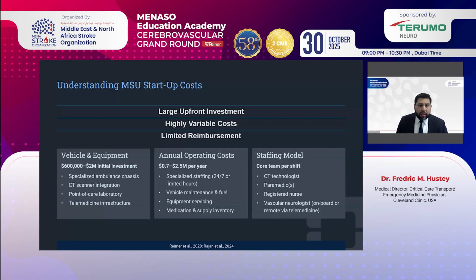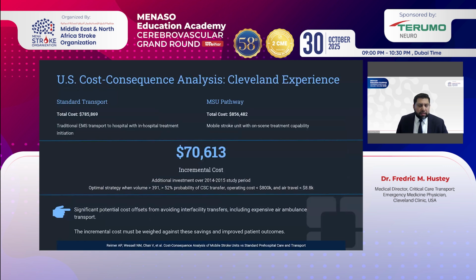From a staffing model, once again, that provides some highly variable costs. Here we have CT techs, paramedics, registered nurses, and a vascular neurologist. And then, as Dr. Hussein mentioned earlier, it's limited reimbursement. There are very few programs that are receiving complete reimbursement, and so that can significantly impact some of the operational costs within MSU. So I'm going to get into some cost consequence analysis.